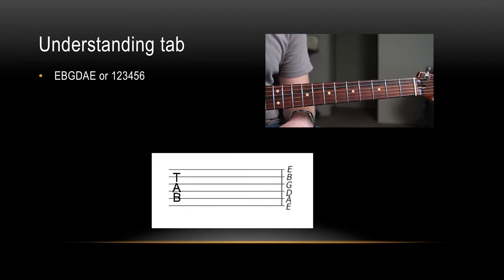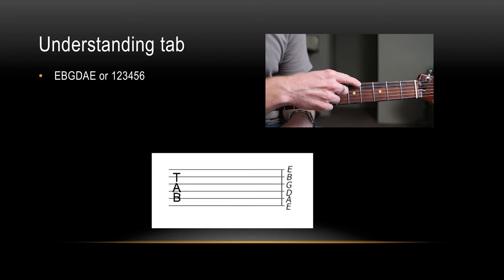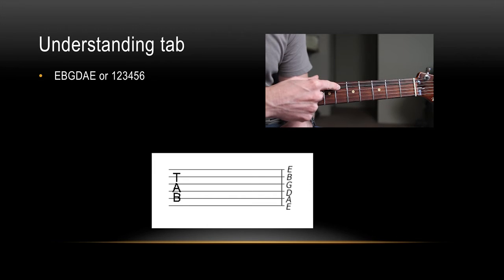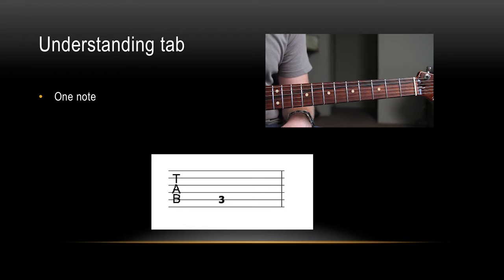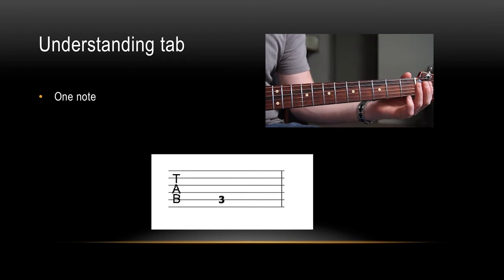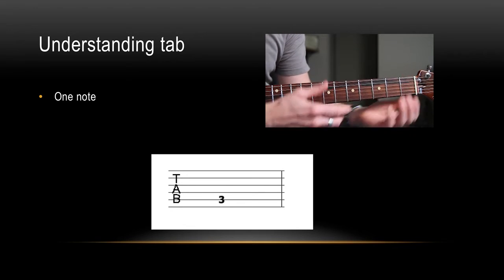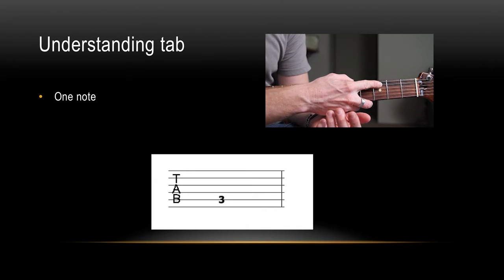So here's how it's labeled. We have the bottom line, like I said, is the 6th string, so that's our E, and then we have our 5th string A, then D, G, B, and E all the way to our 1st string. Now what we do is, when we want to communicate a note, we write a number on it. And what that number represents is the fret that we play on.